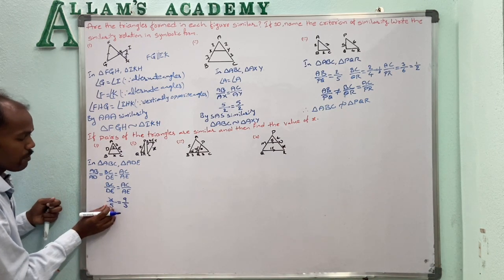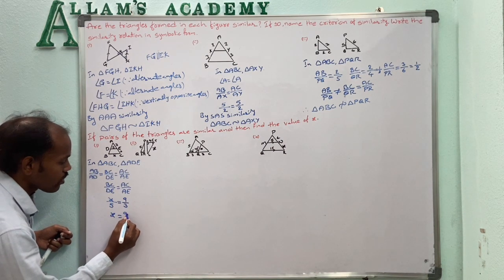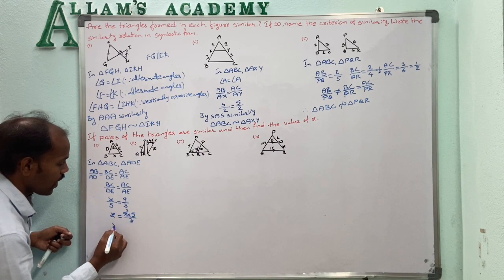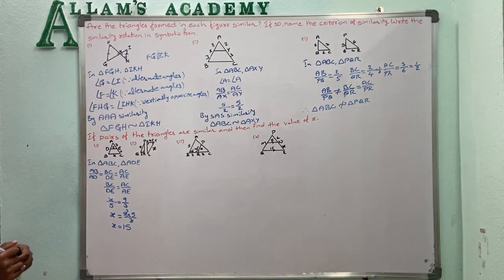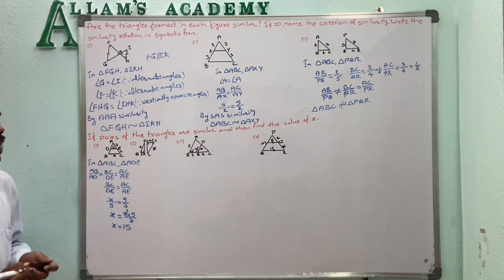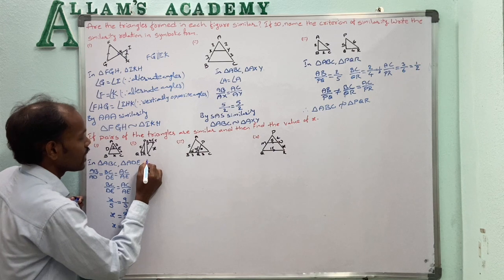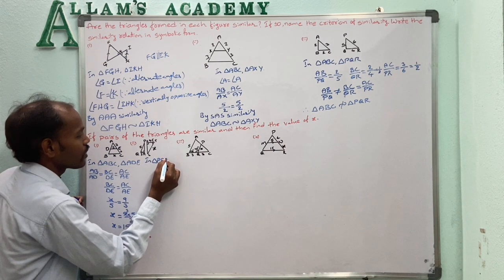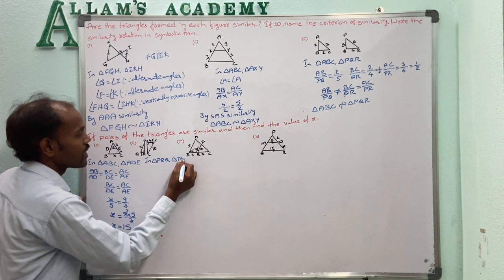Now by cross multiplication, this 5 is transferred to the other side as multiplication. So 9 into 5 by 3. So 3 ones are 3, 3 fives are 15. So x value is 15 units for this problem. Now in the second problem, if we observe, the given triangles are triangle PRQ and triangle TSL.